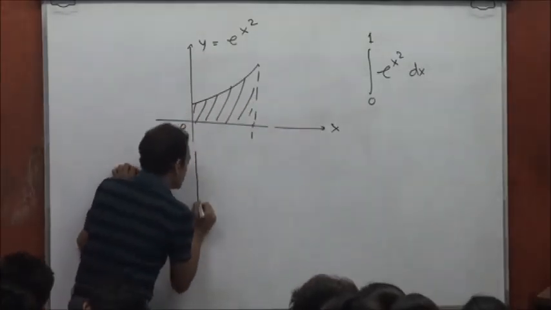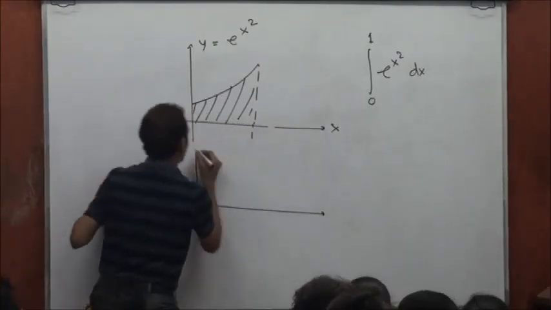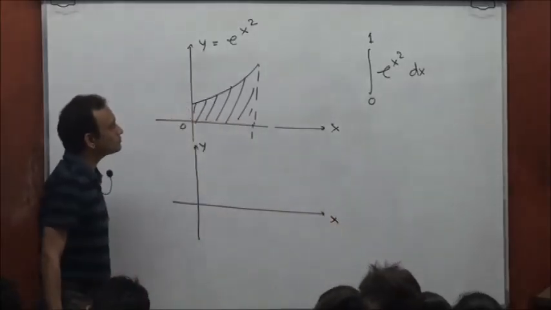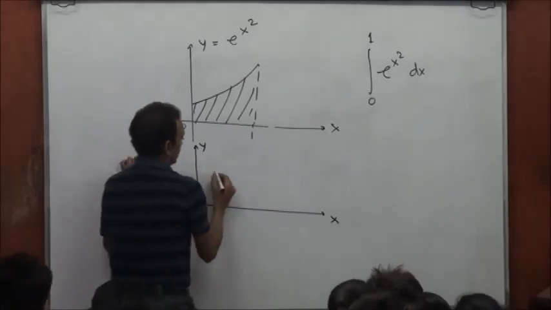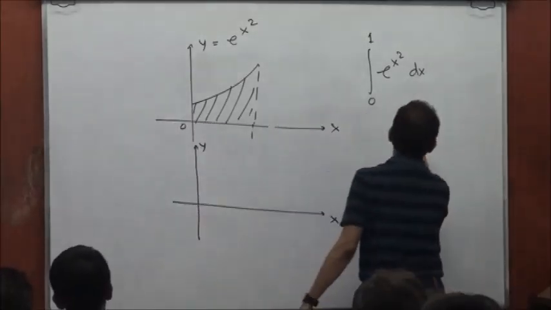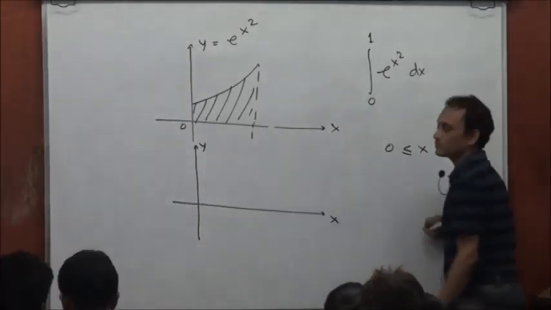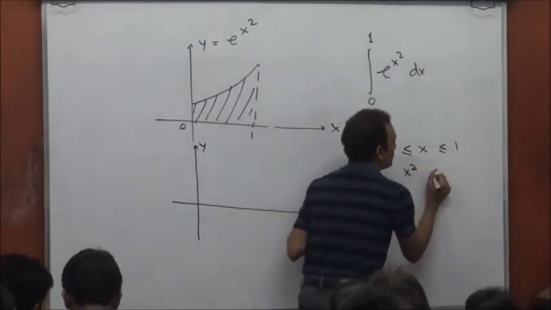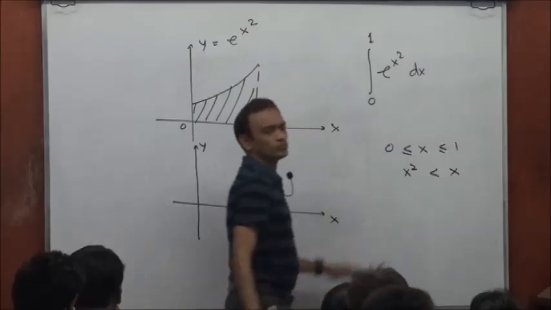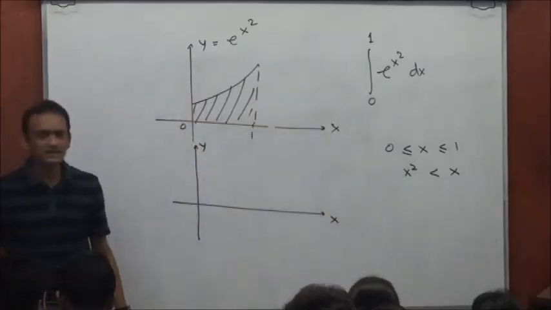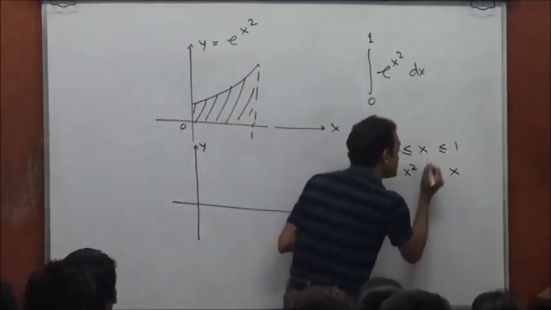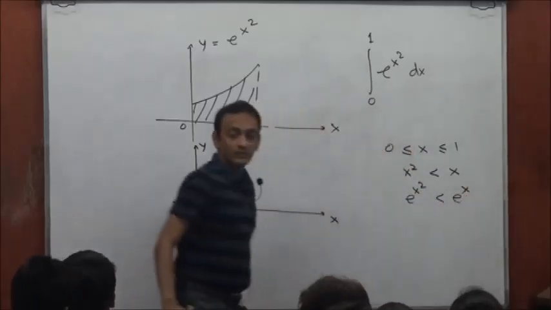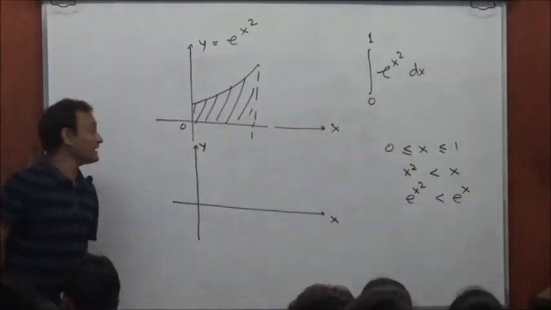Realize that the graph of, in the interval 0 to 1, x squared would be less than x, yes or no? x squared would be less than x. So can I say that in this interval, e power x squared would be less than e power x? e power x squared would be less than e power x.